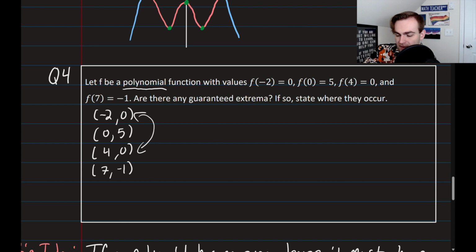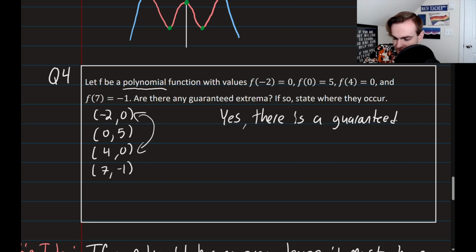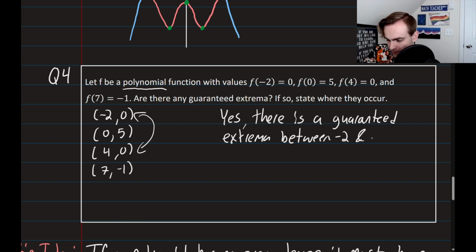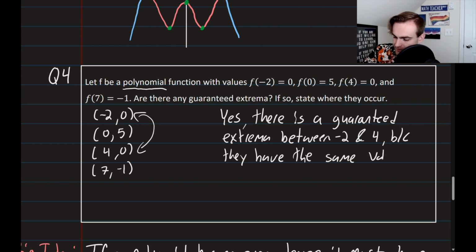So we're going to say yes, because we're answering the question, are there any? Yes, there is a guaranteed extrema between -2 and 4 because they have the same value. Again, it's always good to explain yourself. So yes, there is something, and here's why.